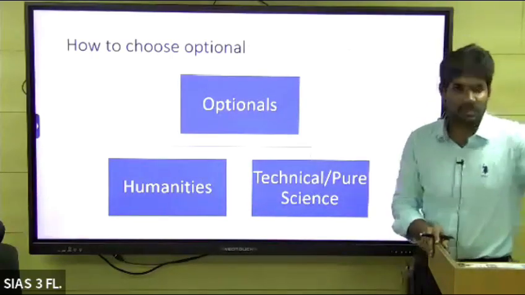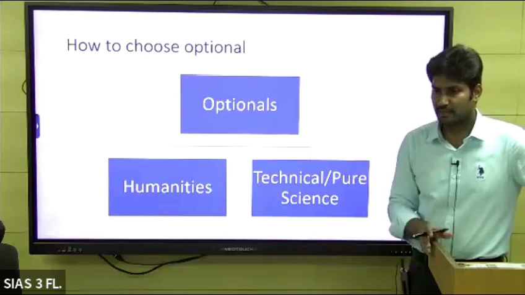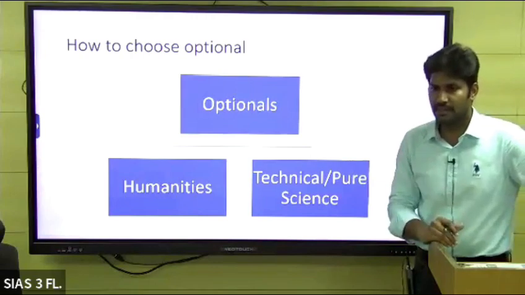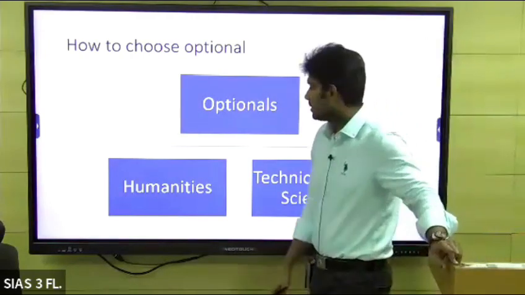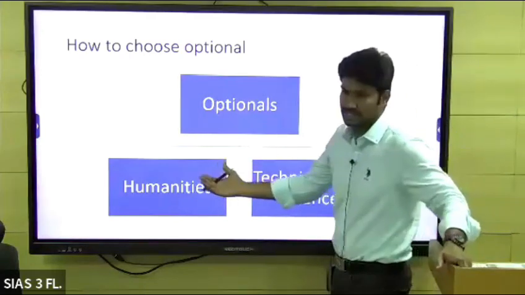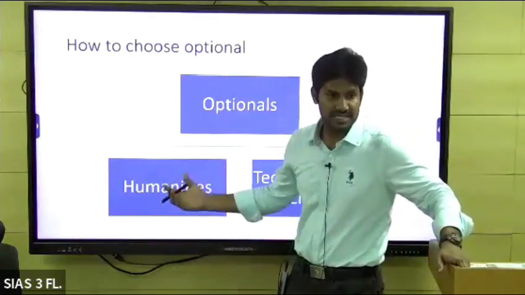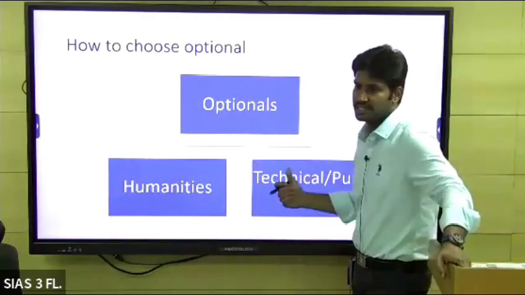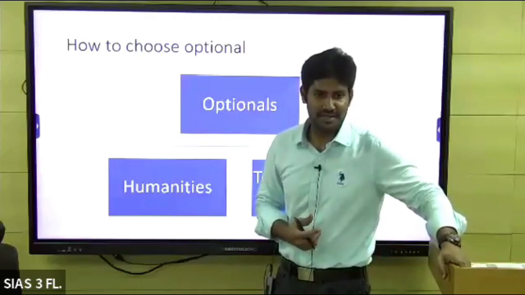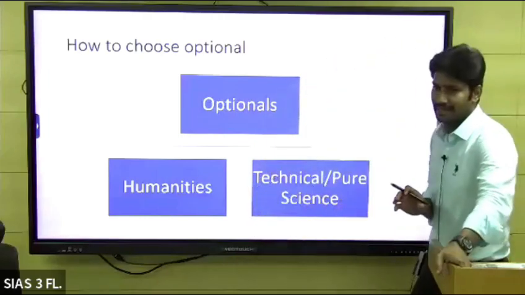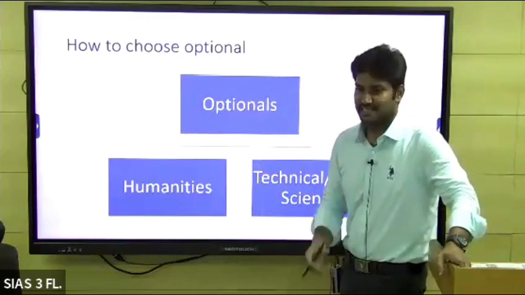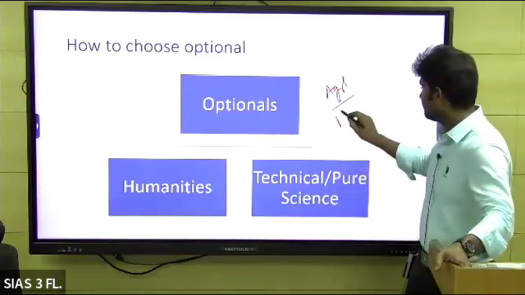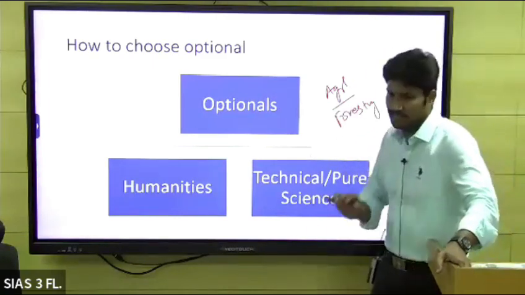So you have gone through the various optionals in the UPSC examination, right? The exam pattern: prelims, mains, and the interview. For the mains, you have to choose one optional. There are 2 options available. The humanities subjects like sociology, anthropology, political science are the very popular optionals. Then technical and pure science: physics, chemistry, botany, zoology. And some optionals are not completely pure science, they are applied science. So agriculture is actually applied science, it's not a pure science. Agriculture, forestry are applied sciences.